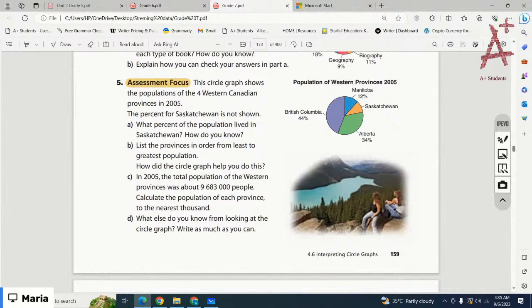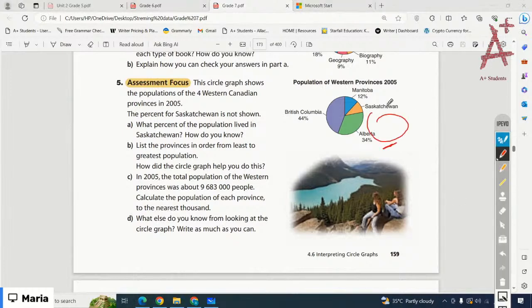It would be, let me just add, 12 plus 34 plus 44, that is 90. The whole value of the circle must be 100. So that means 100 minus 90 is 10. That means the missing value is 10%, right? List the provinces in order from least to greatest. The least value will be Saskatchewan, then Manitoba, then British Columbia, and then Alberta.